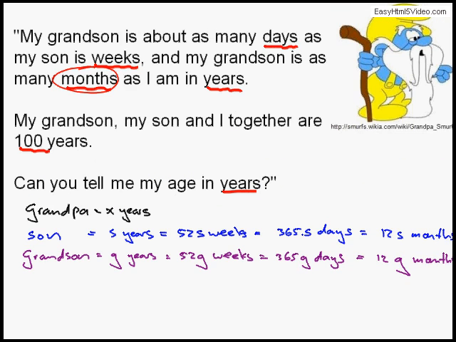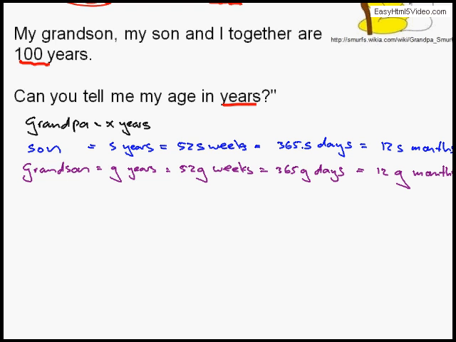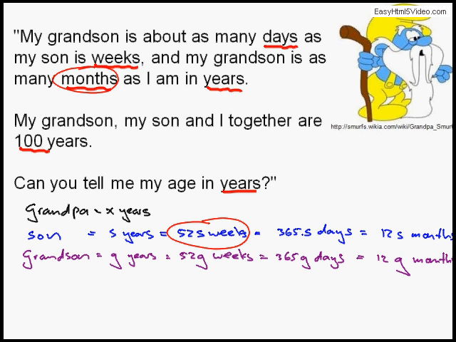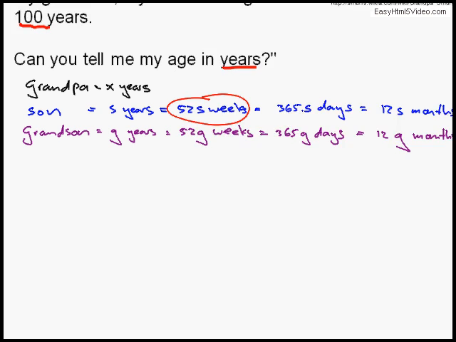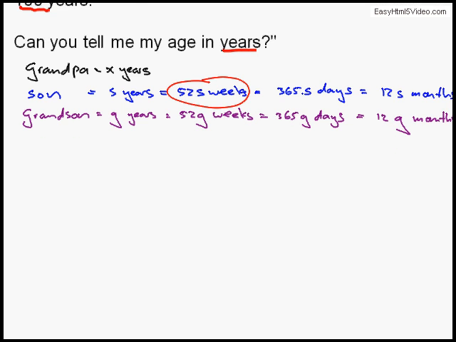So starting with the fact that the son is 52S weeks old, and we go back to the story sum, we can see there that the grandson is as many days as the son is weeks. So we know that the son is 52S weeks, and the grandson will be 365 times G days. So there's an equation. 52S is equal to 365G.